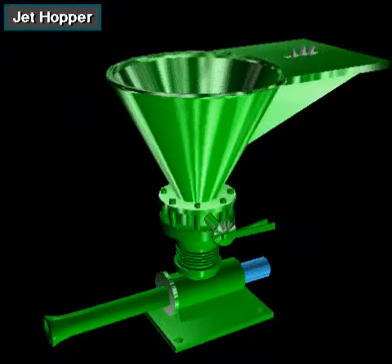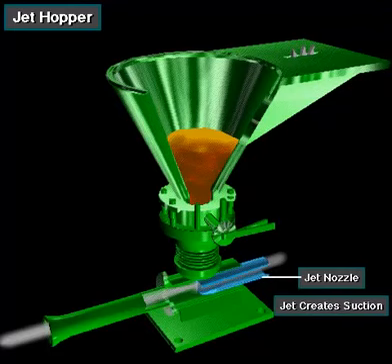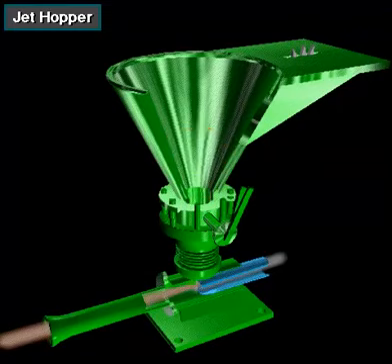A crew member opens the sack of material at the top of the hopper and feeds the material into the funnel. At the same time, a jet of mud from a centrifugal pump goes through a nozzle at the bottom of the funnel. This jet creates suction. The suction pulls the material into the mud stream and thoroughly mixes it.